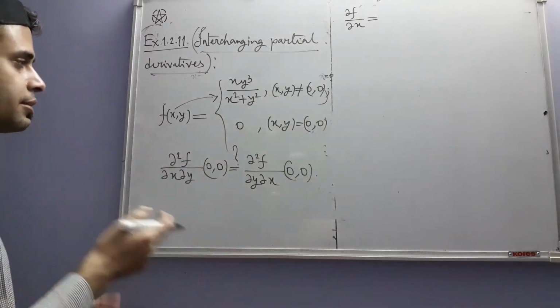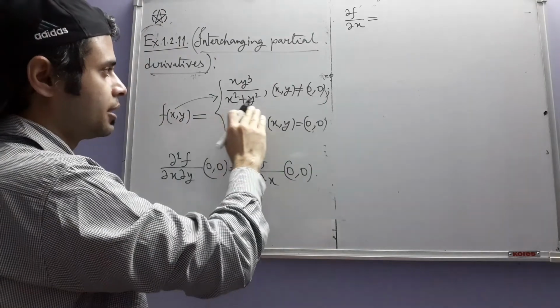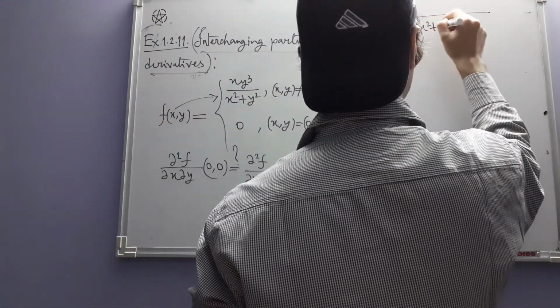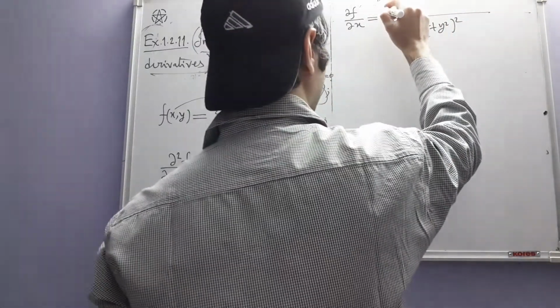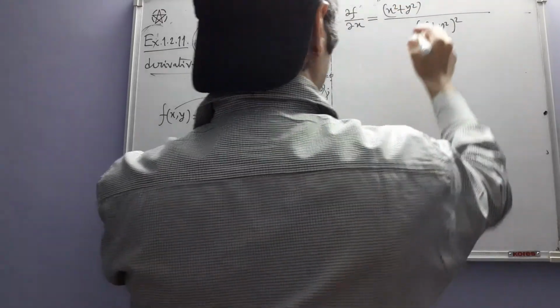Now here it's just simply the formula for derivative. I differentiate this partially with respect to x. So this becomes (x² + y²)². So here I will have x² + y². Differentiate this with respect to x.